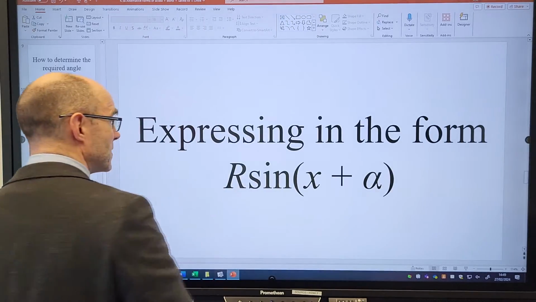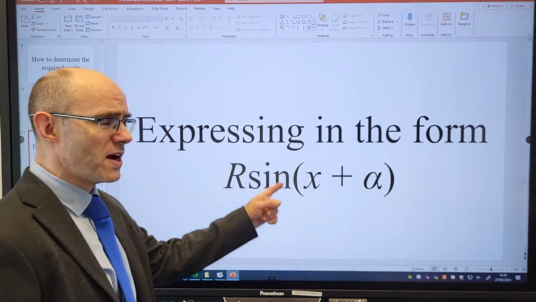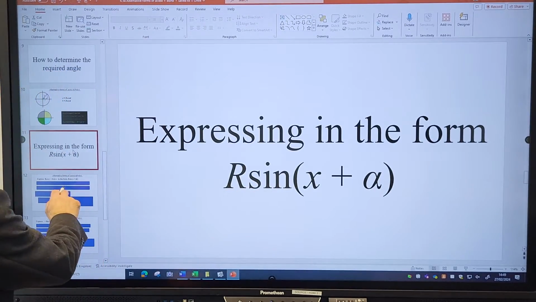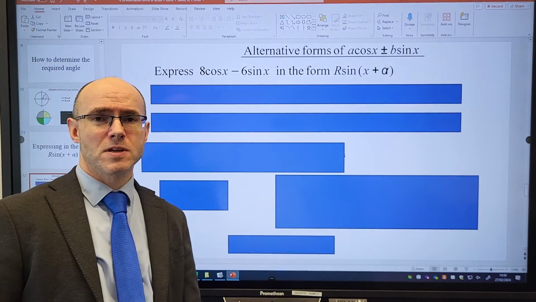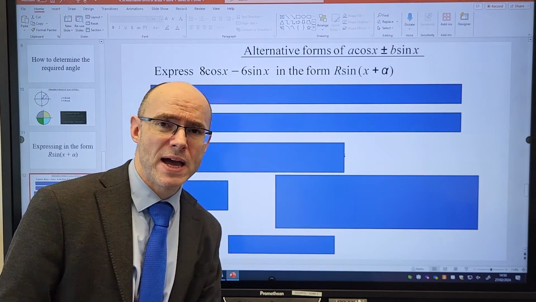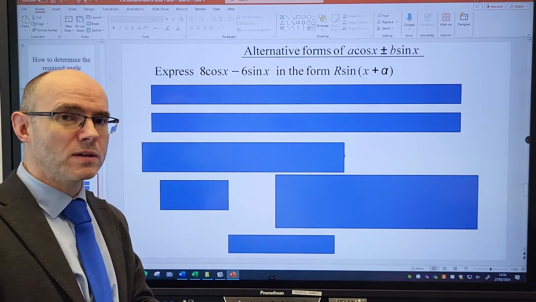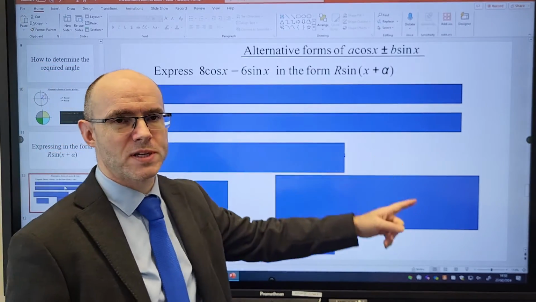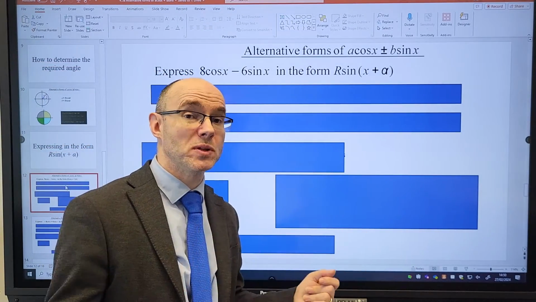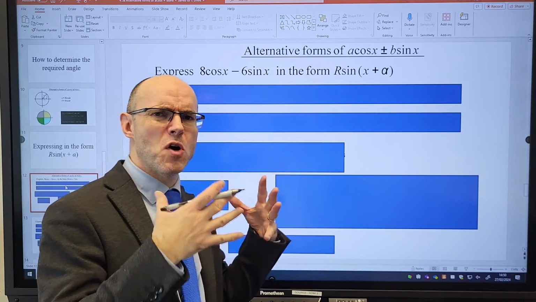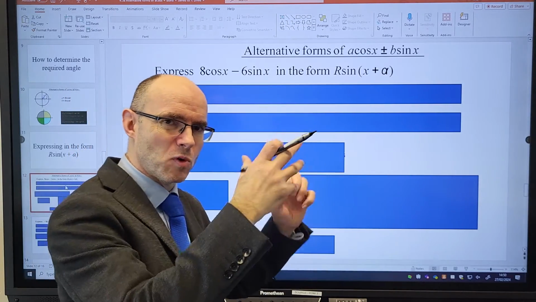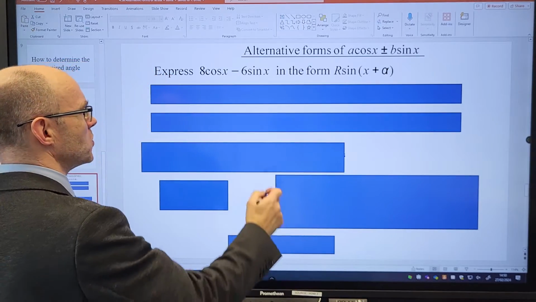Let's have a look at some of these ones. Expressing in the form r sin(x + alpha). You recognise that? Exactly the same as one we did before, only before we did it in the form r cos(x + alpha). I just want to show you the similarities between them. That's why I'm choosing very similar examples. If you work through these four, you'll see how they relate to each other.